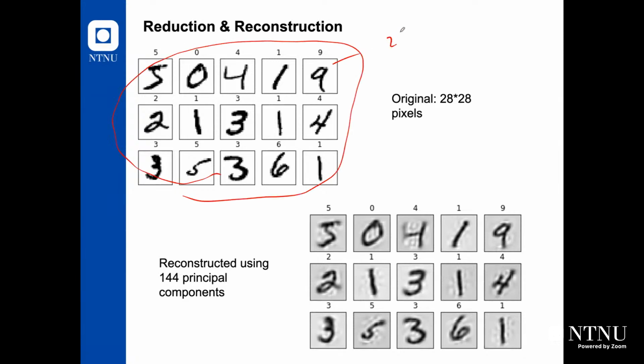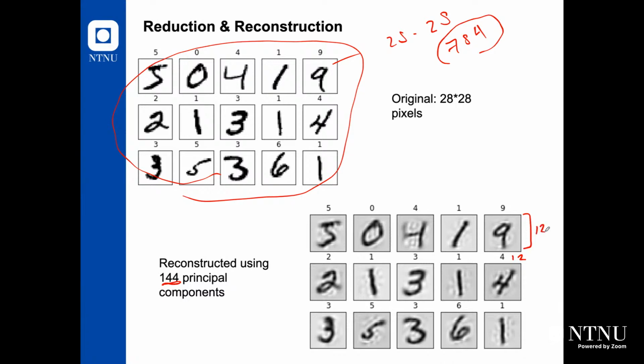Each image here is 28 times 28 pixel values, right? And now I will reconstruct the image again using only 144 principal components. 28 times 28 is 784, right? 784 pixel values. So in fact, each image here consists of 784 pixels. Now I will reconstruct it using 144, which means this image will be 12 times 12, correct?